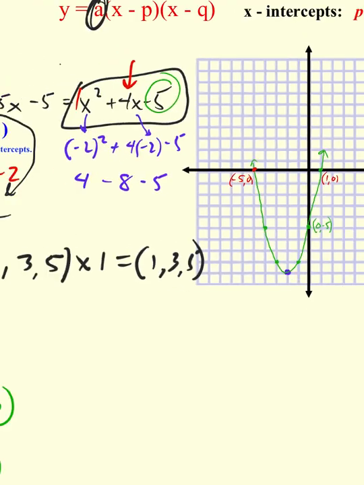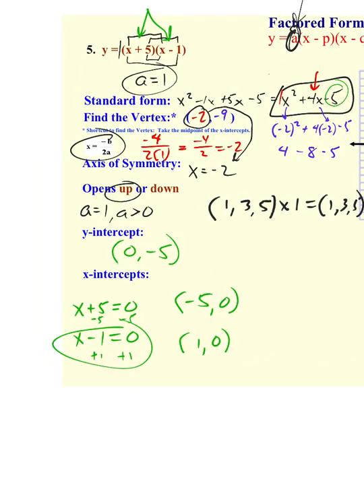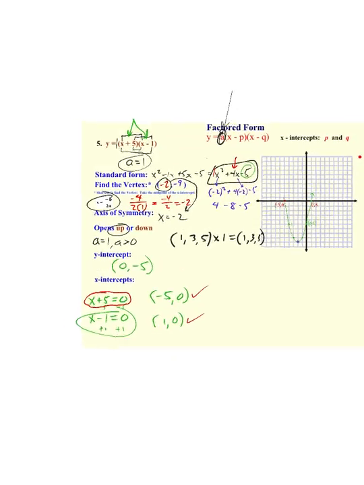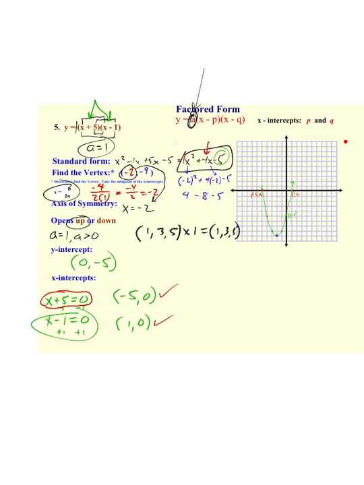So again, the drawing and our rule here of what x makes this equal 0. So a negative 5 for x, so negative 5 plus 5 is 0. So that's this one. And then 1 minus 1 is 0. So that's that one. And again, the y value here will always be 0 because the x-intercept has a y coordinate of 0. So there is using the factored form to find these intercepts, x and y, again, opening up or down, vertex and axis of symmetry.